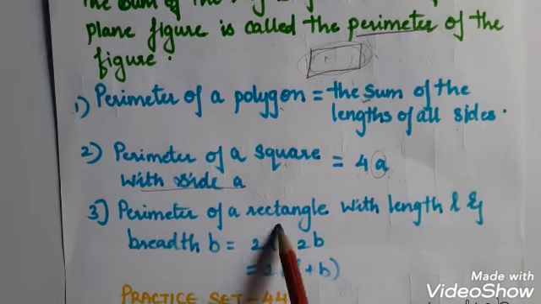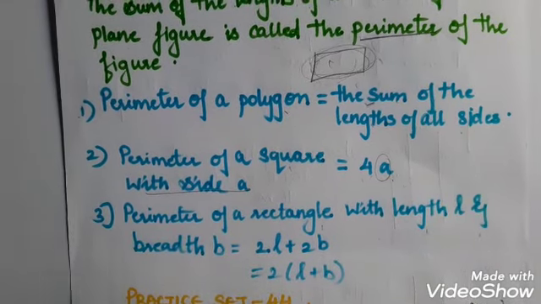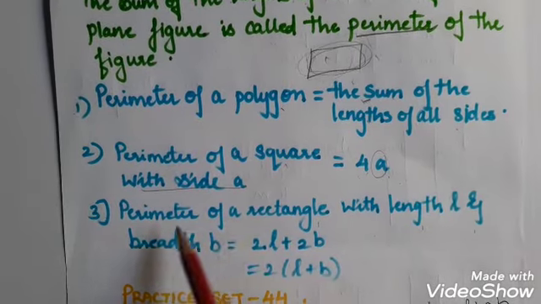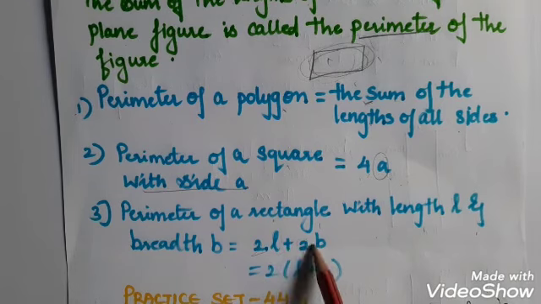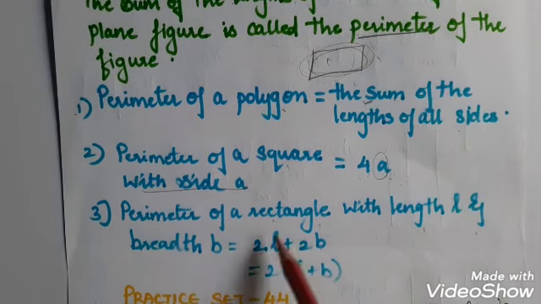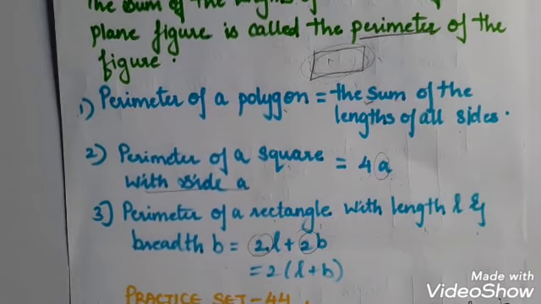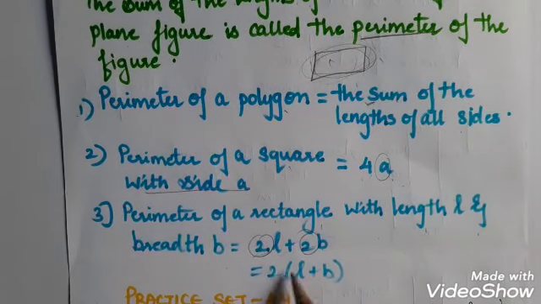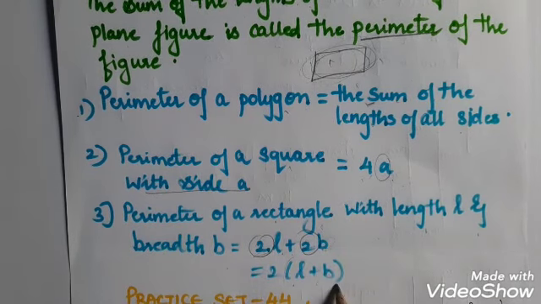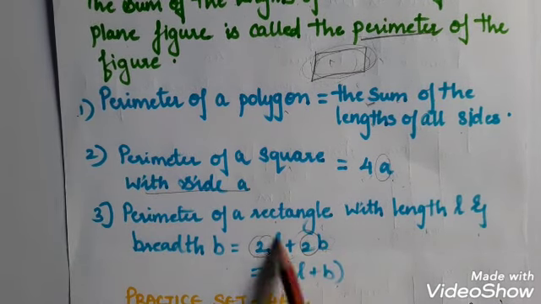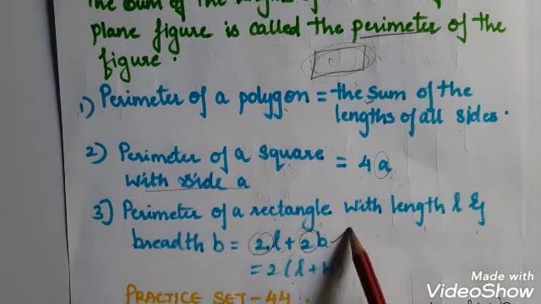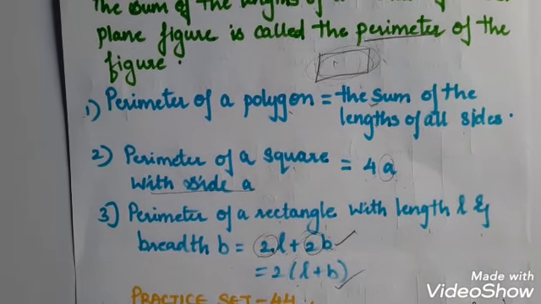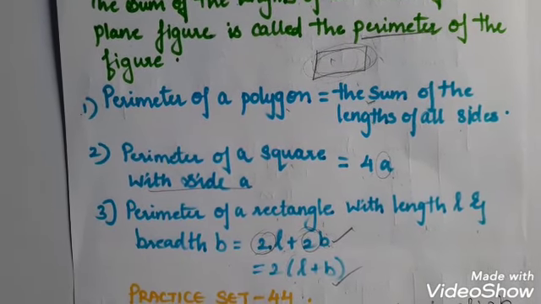Next, perimeter of a rectangle with length L and breadth B. The formula for perimeter of a rectangle is 2 length plus 2 breadth. Now here 2 is common, so I take 2 common outside the bracket, put a bracket and add length plus breadth. Why? Because I have taken 2 common from both the terms. So either you can write like this or like this. Whichever you find easier, you can do it that way.